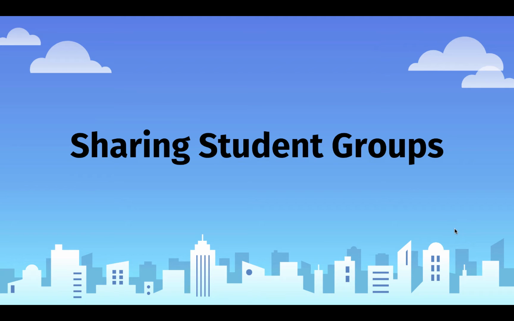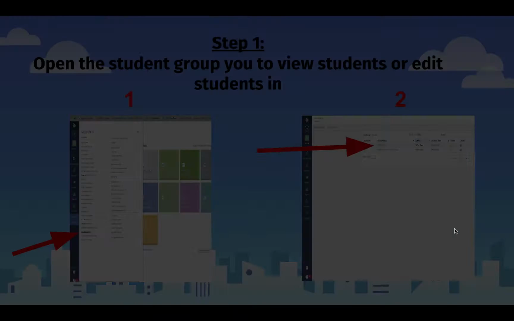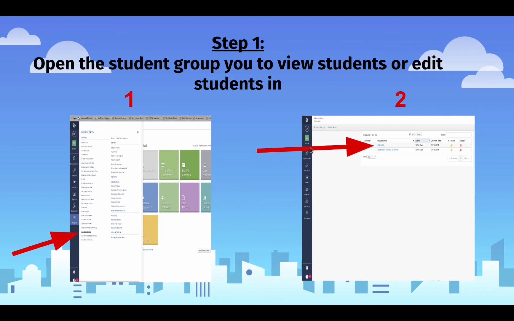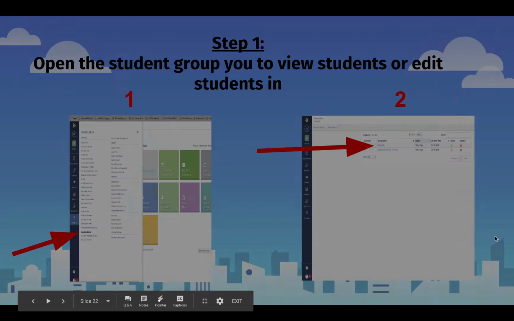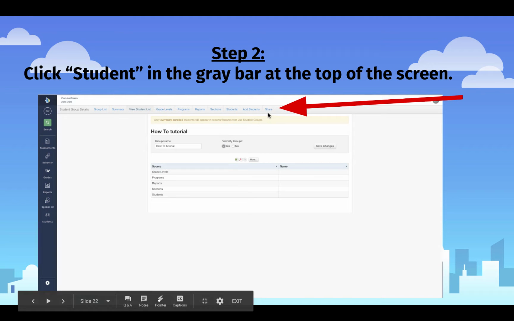Now, let's say you create a student group. You want other teachers or staff members to have access to that student group. Here's the process for doing that. You start by going to Student Groups, opening the student group, and then clicking Share.